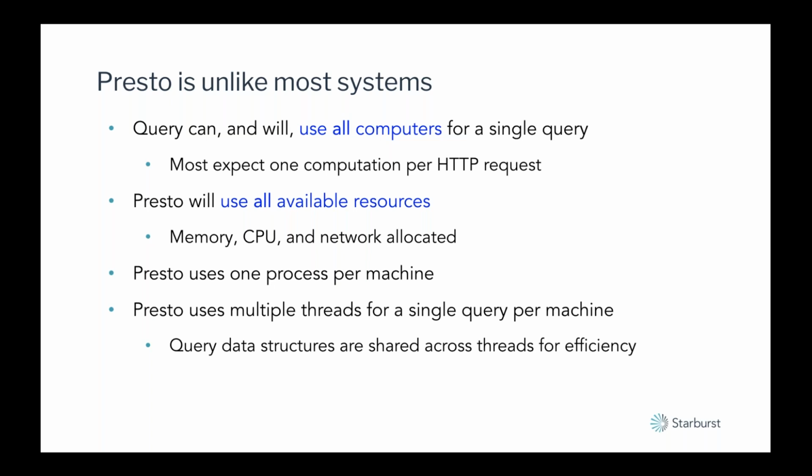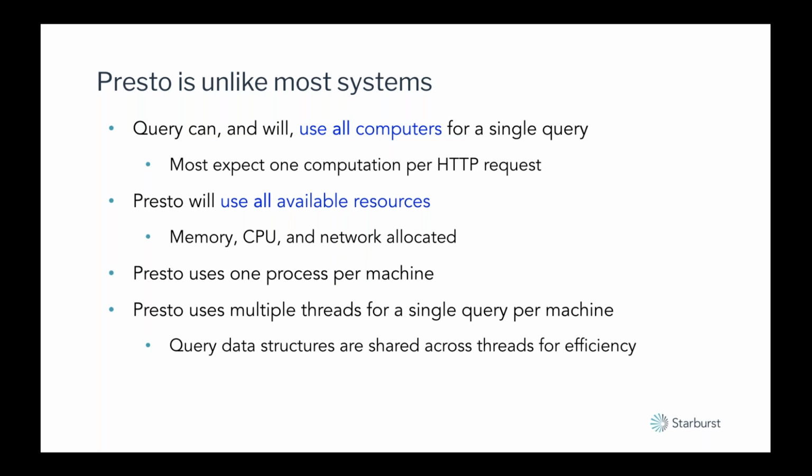So we're going to use all the memory, all the CPU, all the network. If you don't want Presto to use all the network, you need to apply some resource constraints at the OS level, at the switch level, in your VLAN. Otherwise, we're going to use it because, in our opinion, you allocated it to us. So that's another really big thing people just don't understand, and it's a core design philosophy of Presto.